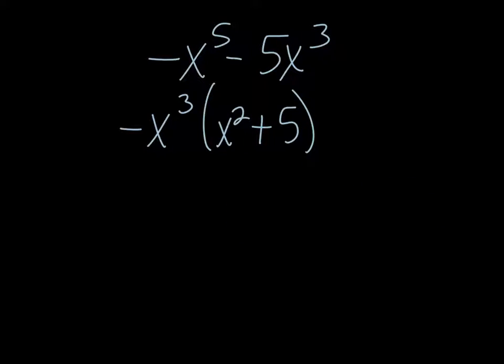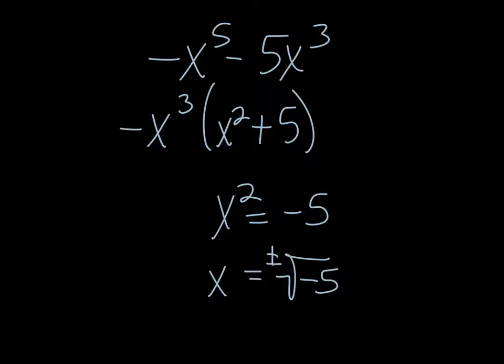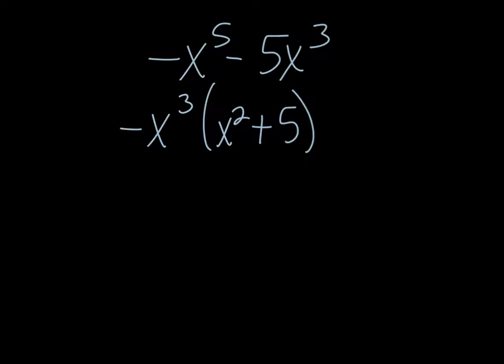The reason that this doesn't have x-intercepts at 5 and negative 5 is because x squared plus 5 doesn't have any real solutions. If we were to set that equal to 0, we would get x squared equals negative 5, and then we would have the square root of negative 5, positive negative. So our answer would be imaginary. So you were correct. This one only has this one x-intercept, and it's going to be at 0, and it's going to have a multiplicity of 3.